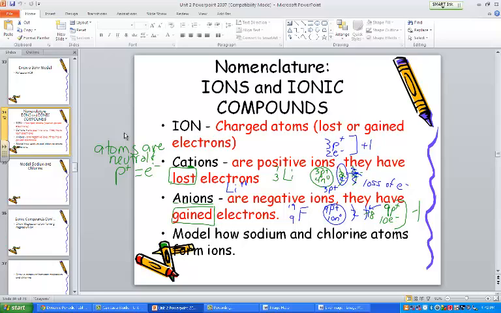When atoms gain electrons, they become more negative. Electron particles are negative. Adding in extra negative particles makes the atom become negative. Those are known as anions. Atoms that lose electrons have unbalanced protons. Loss of an electron creates a positive ion. Cation, see the T? A positive ion. An anion, a negative ion. Loss and gain of electrons.